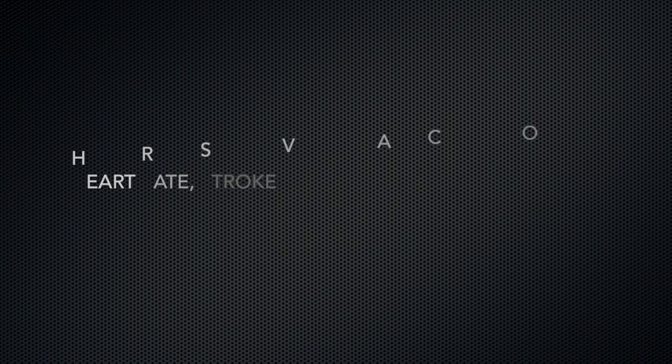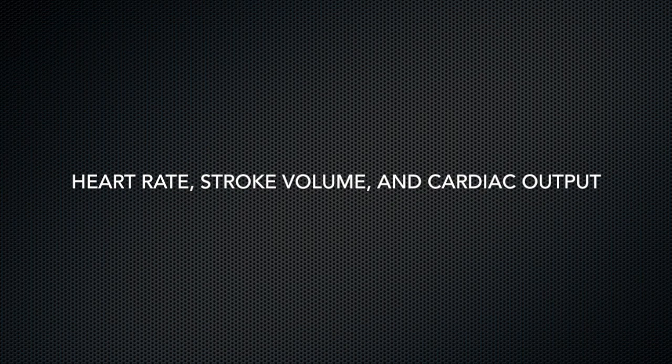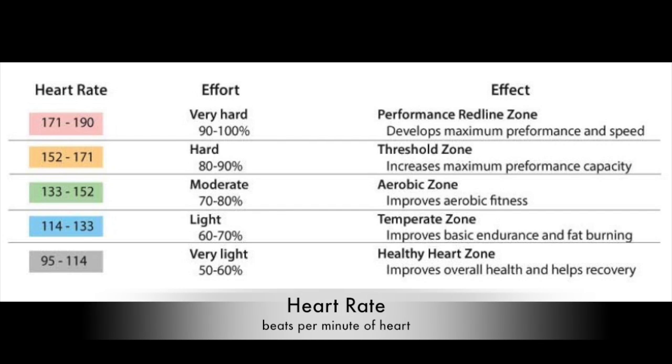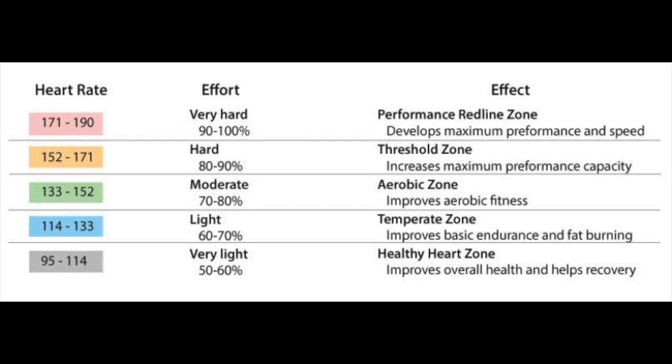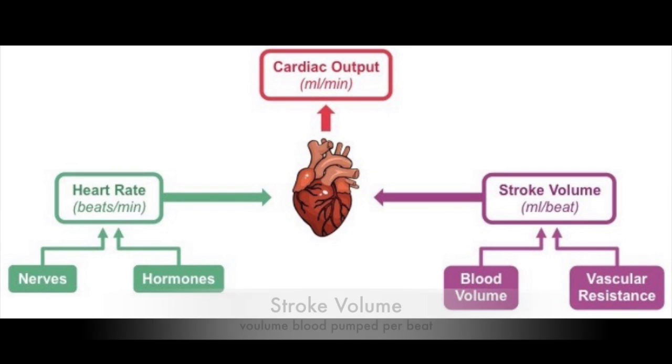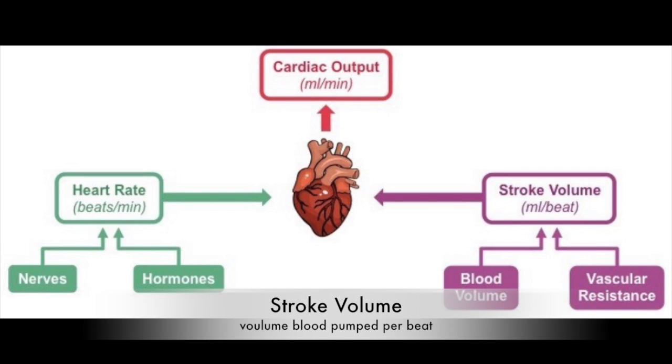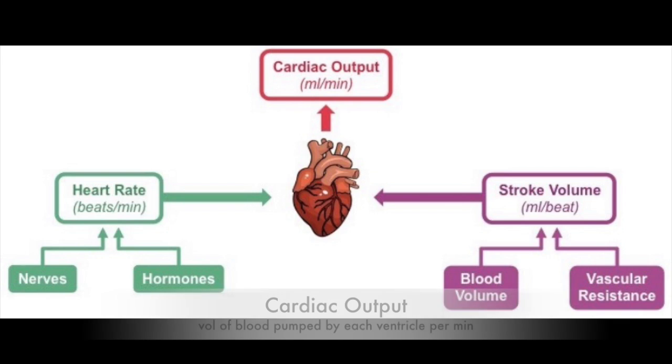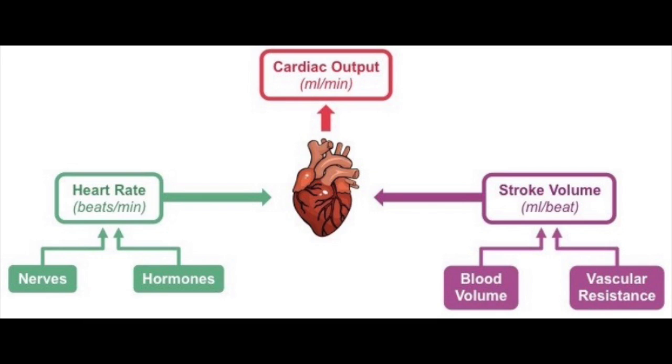Heart rate, stroke volume, and cardiac output are several mechanical measures of heart function. Heart rate is the beats per minute of the heart, and as mentioned above, is approximately 70 beats per minute at rest, established by the dominance of the SA node. Stroke volume is the volume of blood pumped per beat or stroke. Cardiac output is the volume of blood pumped by each ventricle per minute and is the product of heart rate and stroke volume.